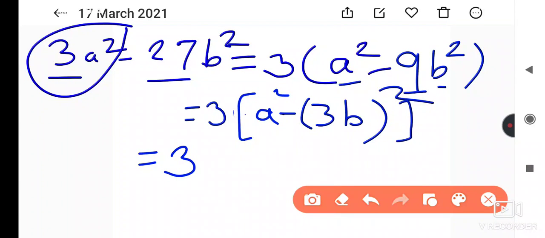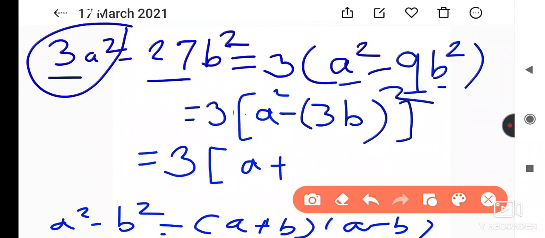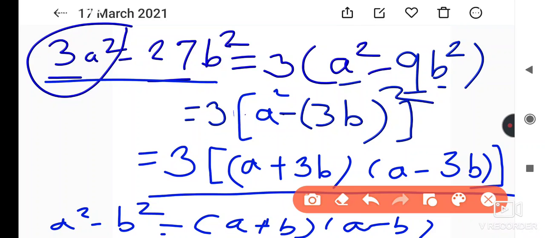Now in the remaining terms we again got a square minus b square, and the factorization of a square minus b square is (a plus b)(a minus b). Just use it. So here a plus 3b and a minus 3b, with the square bracket and curly bracket both complete, is the factorization of 3a square minus 27b square.